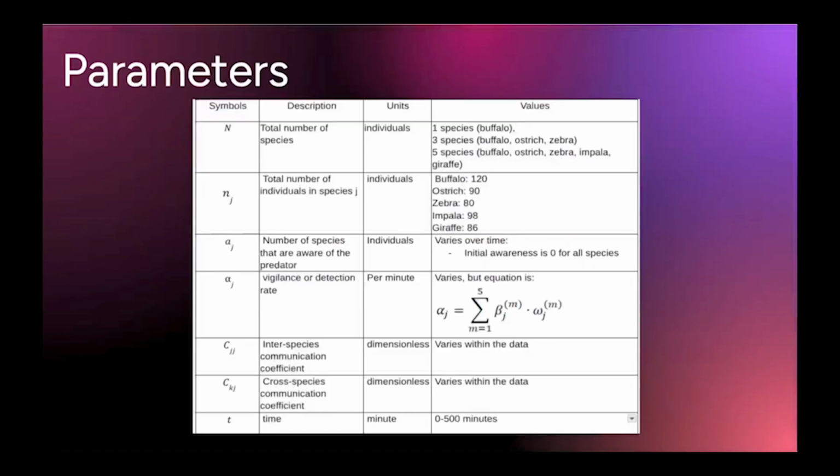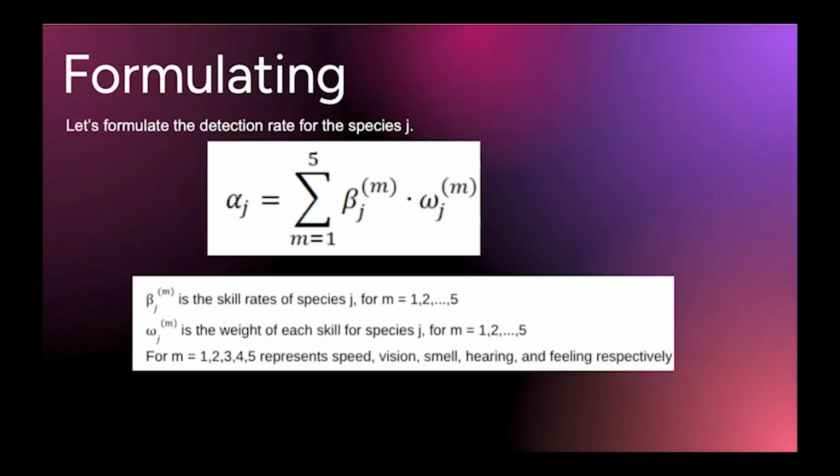These terms lead us to a system of coupled equations describing how awareness changes over time through both detection and communication. We define the detection rate of species j, alpha_j, as a combination of their sensory skills, like speed, vision, smell, and hearing, and how much they rely on each skill, from the equation where beta_j is the skill and omega_j is the weight of each skill. The weight of each skill is important because in the real world, different animals may have a higher priority for a skill. For example, the ostrich can see really well, so its vision is weighted higher compared to the sense of smell when it comes to predator detection.